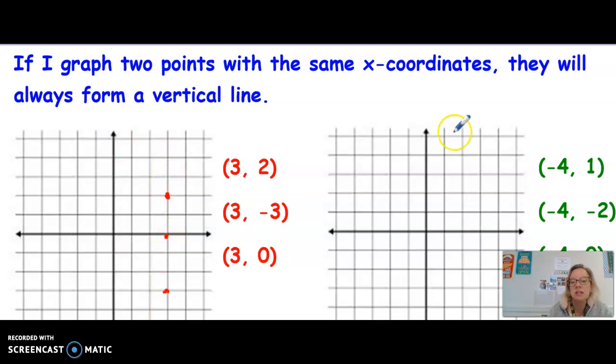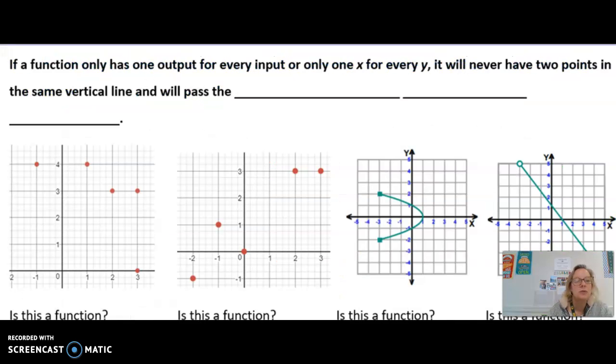Let's look over here at this one, see if it works if we have the same negative number first. So -4, I go back 4, and +1, always over and then up. -4, -2, -4, 0. They all have the same x value, and they're paired with a different y, and they make a vertical line. So if a function only has one output for every input, or only one x for every y, it will never have 2 points that are in the same vertical line.